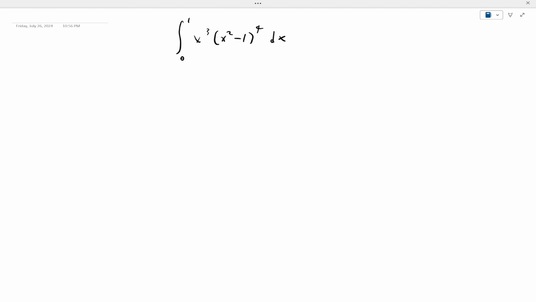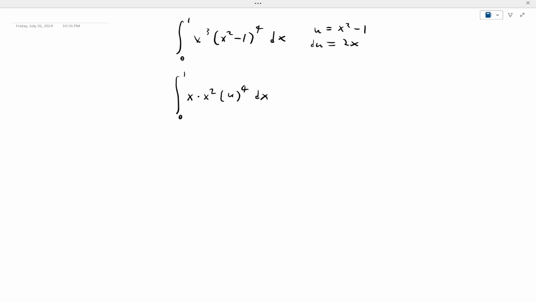So let's say our u, because it's this quantity raised to the fourth, we have our u is equal to x squared minus 1. And our du equals 2x dx, right? So we have that, but we have another x squared left over. Because if we were to write this like this, multiplied by x squared, then we would have our u to the fourth and our dx.